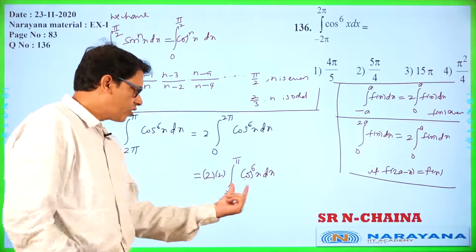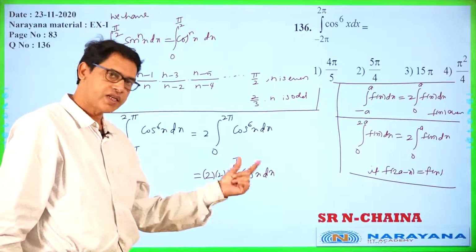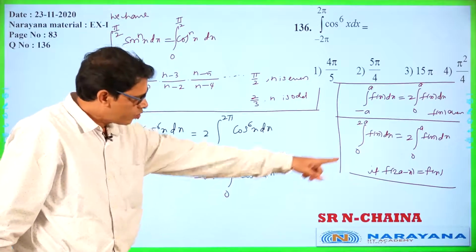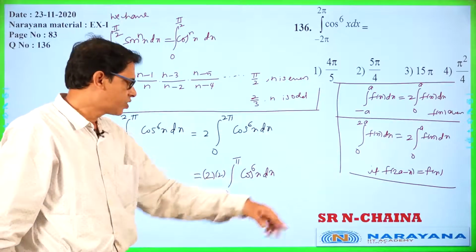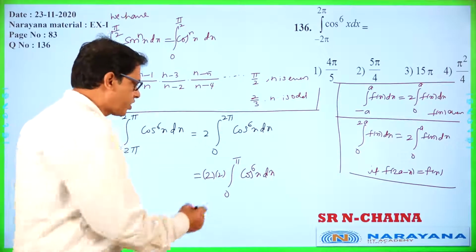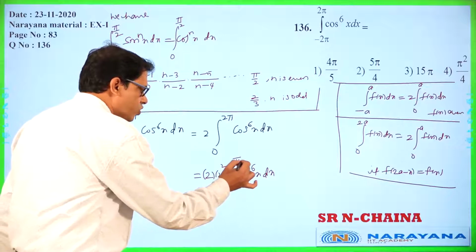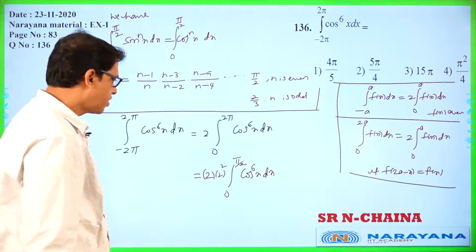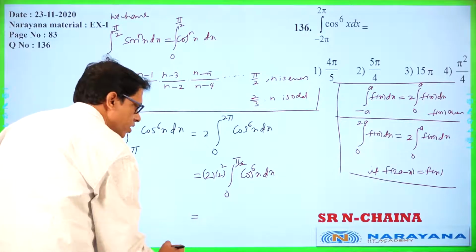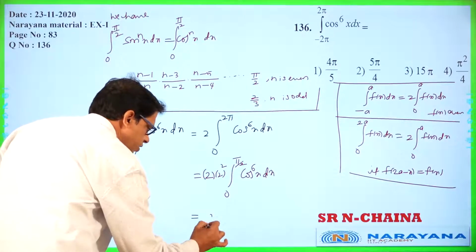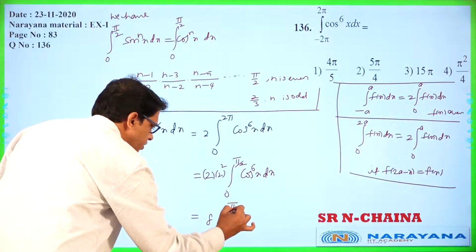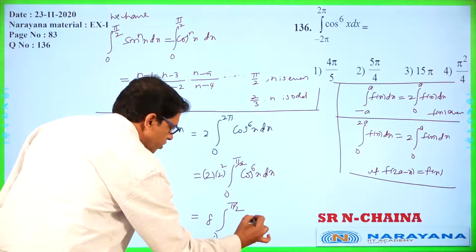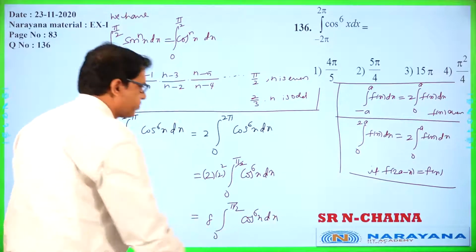Again you can bring it down because cos of pi minus x is minus cos x, but here the index is even, so you can apply that formula once again. Applying it a second time, this becomes another 2, so 2 squared into pi by 2. At last, what do we get? 4 into 2, that is 8, into the integral from 0 to pi by 2 of cos to the power 6 x dx.